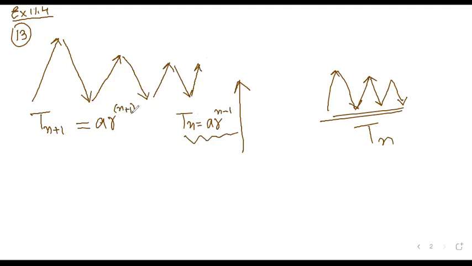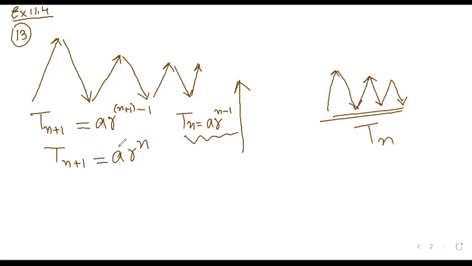Instead of n, we are writing n plus 1, and this is minus 1. So finally, Tn plus 1 is equal to ar to the power n. So this is what the formula will become. Now, what is the value of a? So what will be the GP?